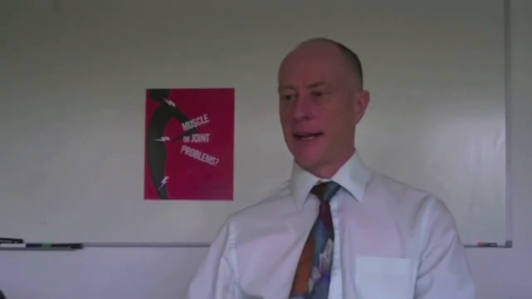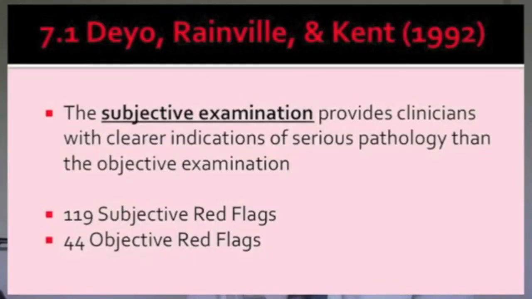So, section 7, how to ask about red flags. Day, Rainville and Kent, 1992. I've already mentioned this. The subjective examination provides clinicians with clearer indications of serious pathology than the objective examination. Remember, 119 subjective red flags and just 44 objective red flags. The key to a lot of the patients is in the subjective. The thing is making sure you ask the right questions.